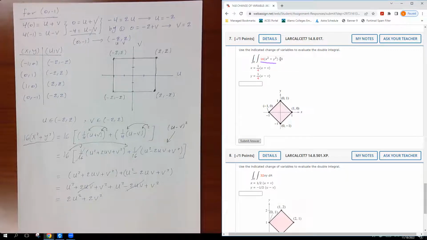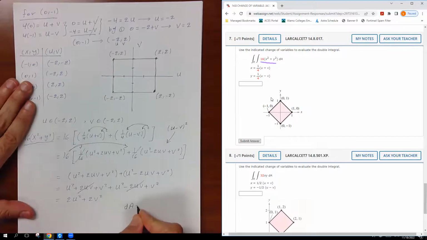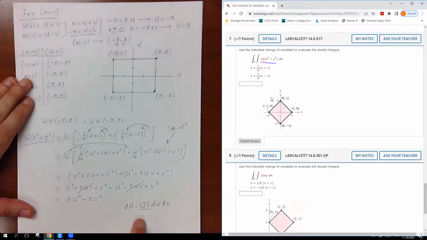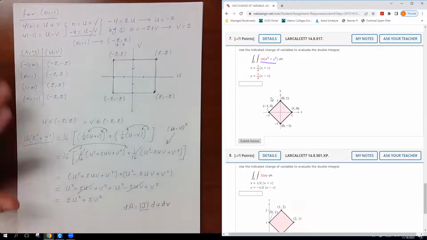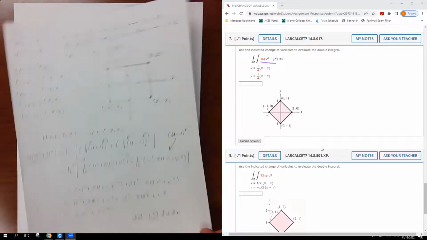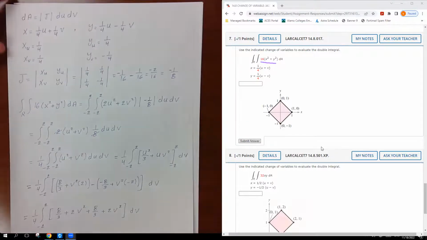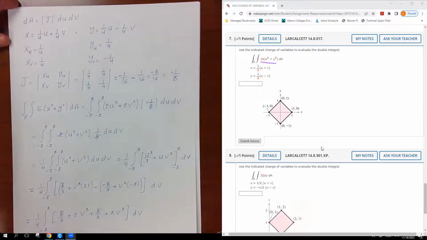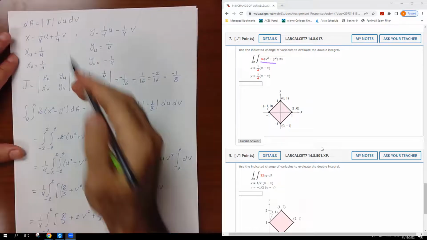Now we have to find dA. dA, in this case, we're going to use the Jacobian, because dA is going to be the Jacobian du dv. So we need to find the Jacobian and multiply by du dv. This is our next step. Let's move to the next step. So dA is going to be the Jacobian du dv.